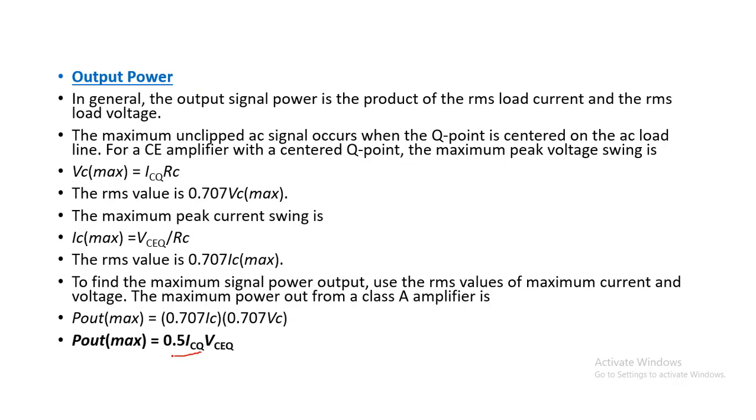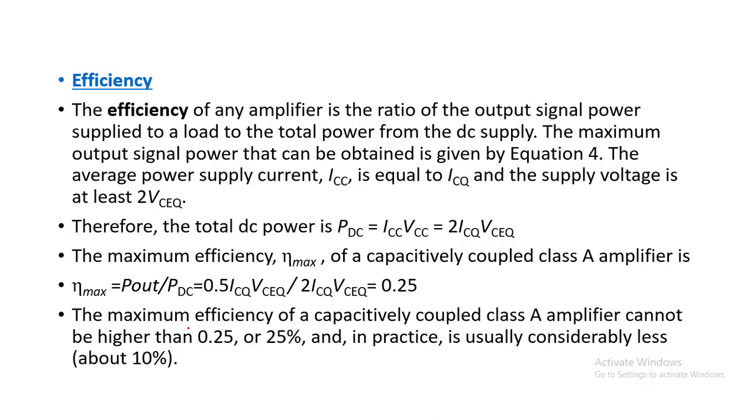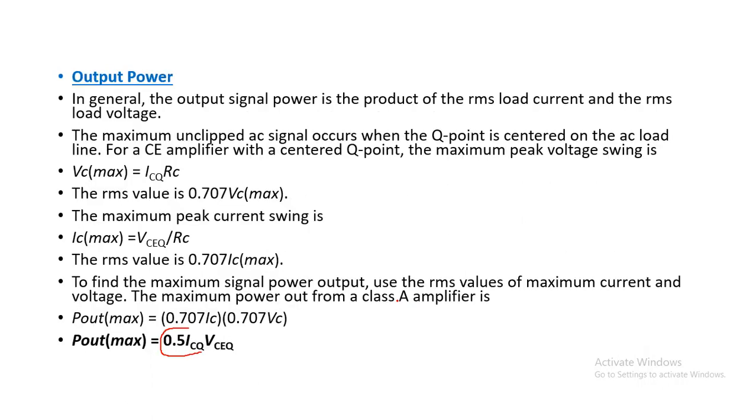You can see that 0.5. No, sorry, this is 0.25. This efficiency is 25%. This is the maximum capacity or capability. We will talk about that. So let's talk about the output power.